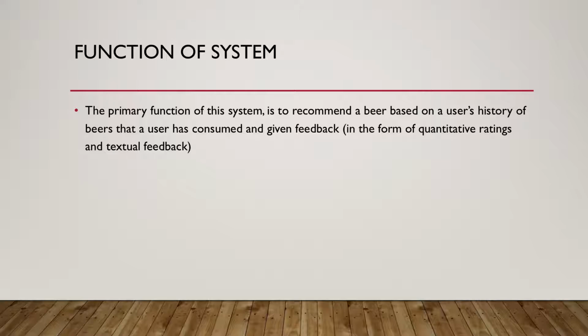Its primary function is to recommend a beer based on a user's prior history of reviewed beer and feedback that they've previously given on beers they have drunk. So these feedbacks would be in the form of quantitative ratings across common beer attributes such as aroma, taste, palate, and also, in addition to that, forming a recommendation based on actual free text feedback they've also given on the beer.